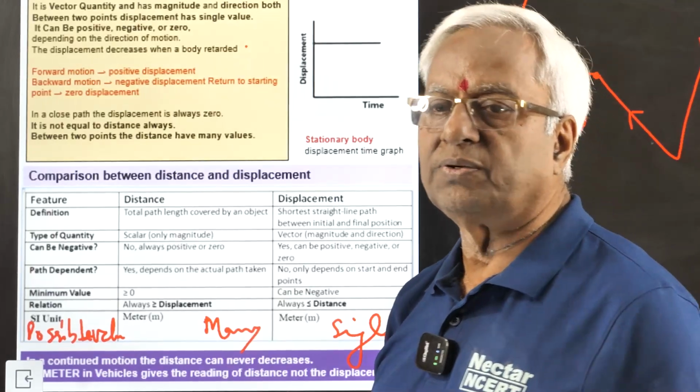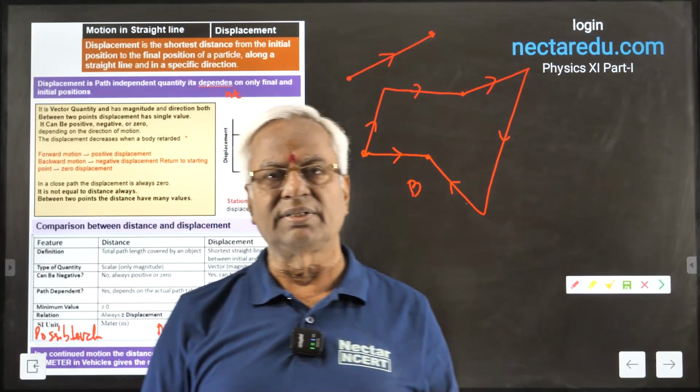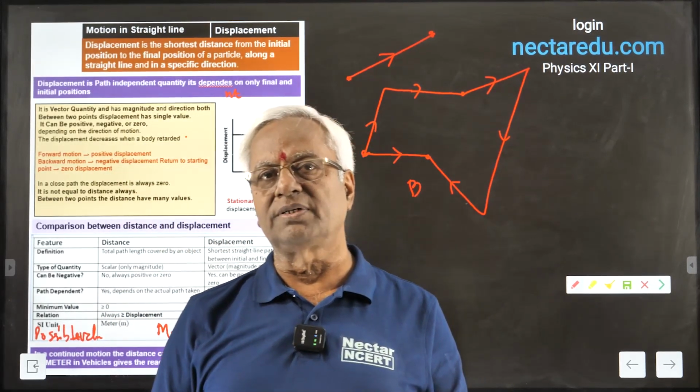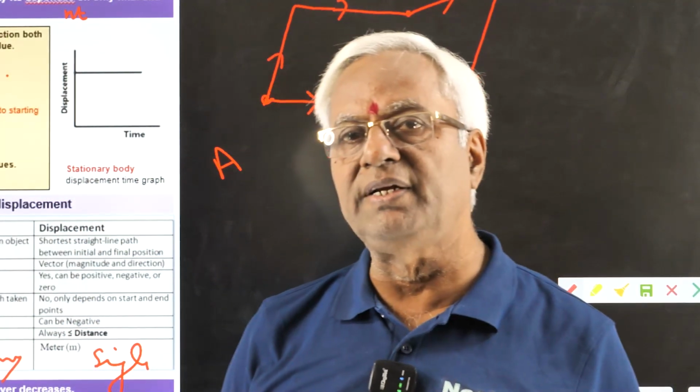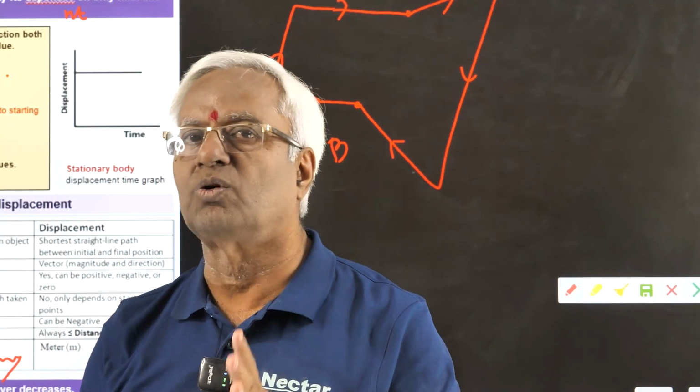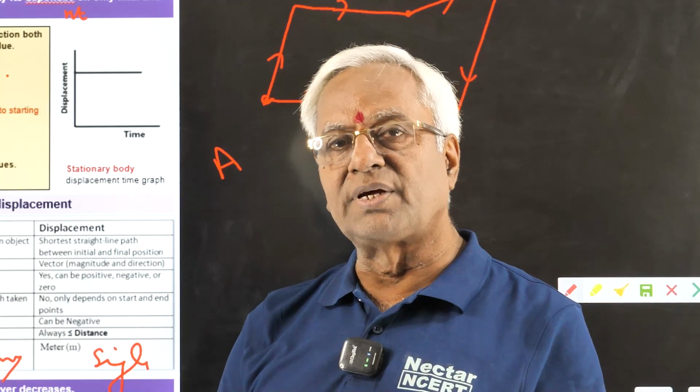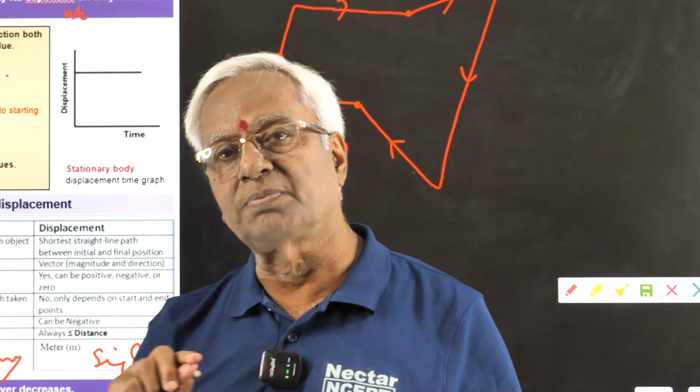And in your vehicles, your cars, four-wheelers, etc., there is an odometer that reads the speed as well as the distance. So it gives the reading of distance, not the displacement.